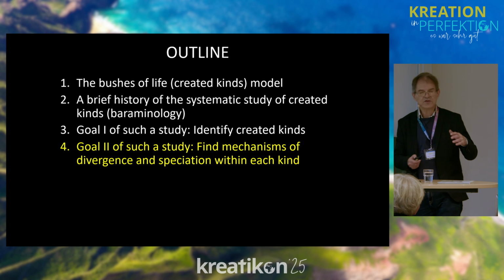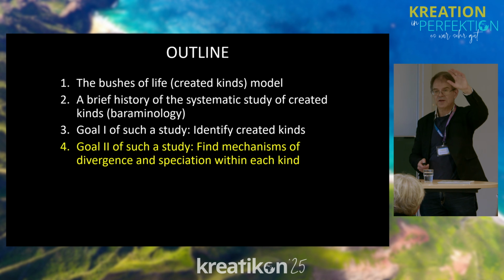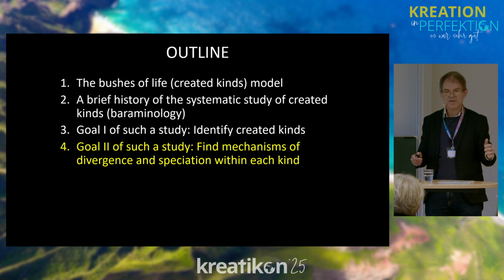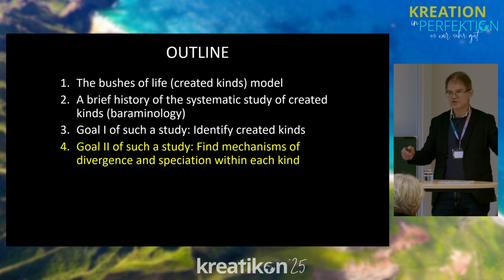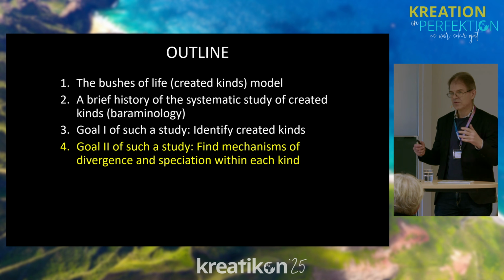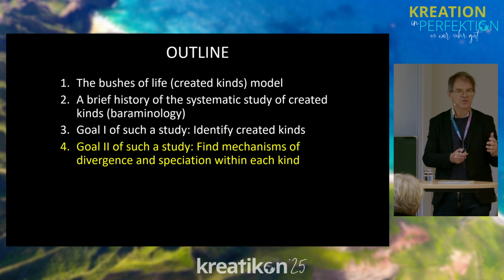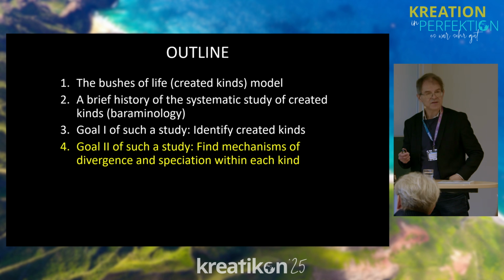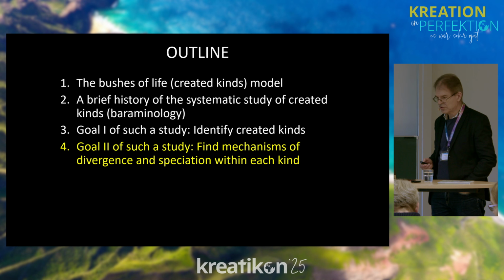So for each group, each kind, it started with a single pair or a first generation, but today we have many species within each kind, and it's like a bush. But the different bushes, the different kinds, they don't have common ancestry. So this speciation or adaptation to environmental changes, that is not evolution because it doesn't create new structures.